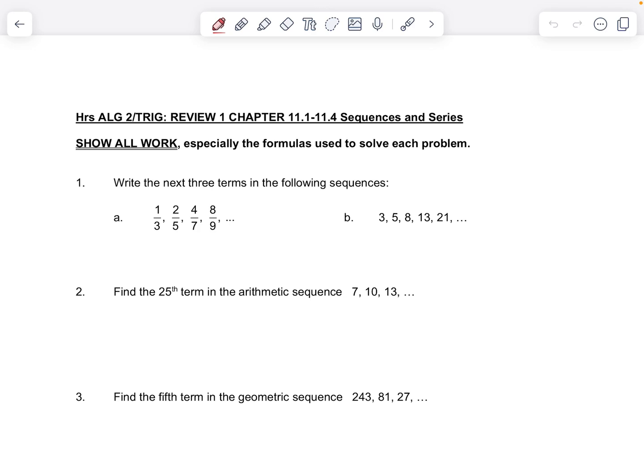Hey everyone, so here is the review for 11.1 to 11.3 sequences and series. This should say 11.3. Okay, so number one, write the next three terms in the following sequences.